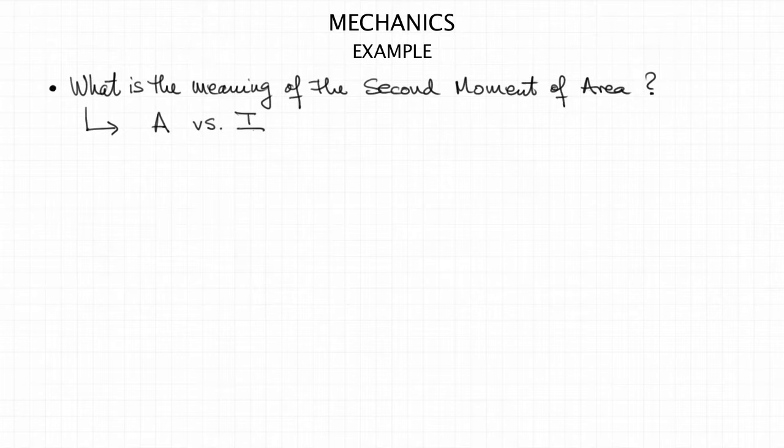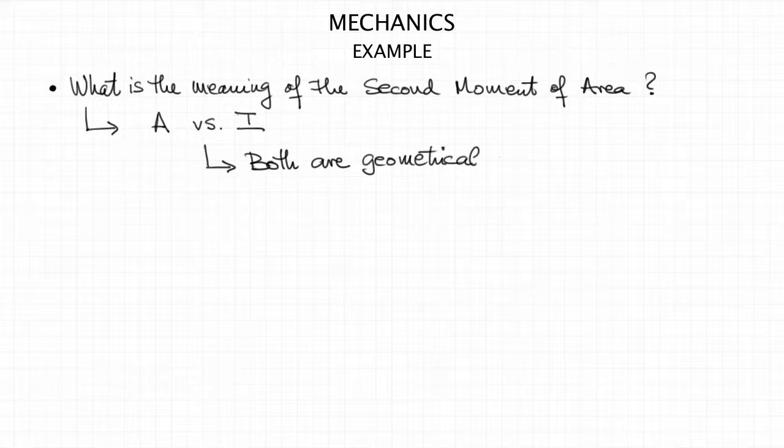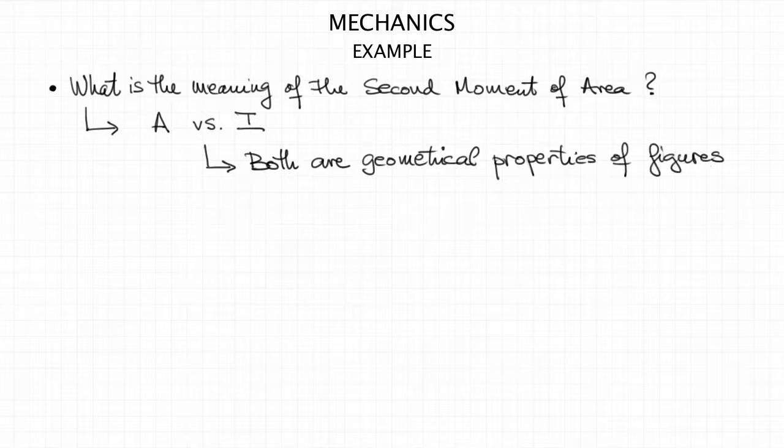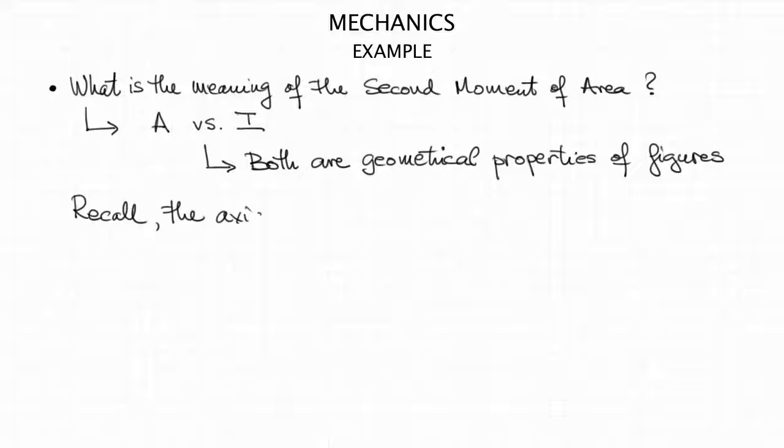What does it mean that a section has a larger second moment of area than another one? Well, firstly, let's look at the actual area versus the second moment of area or the moment of inertia. And the first thing that we note from their expressions is that both are geometric properties of figures.